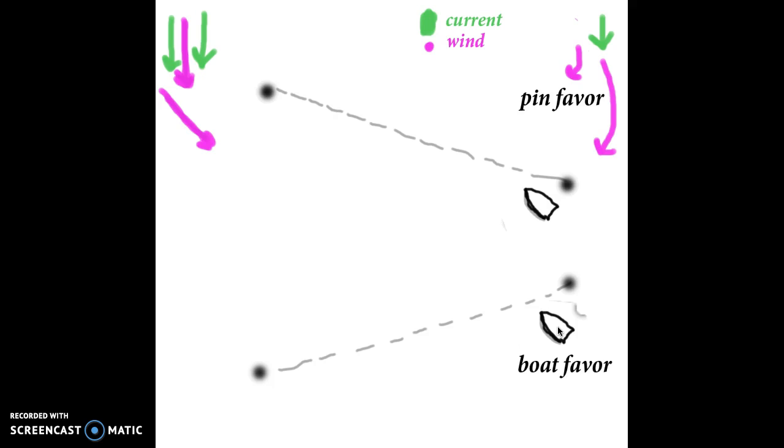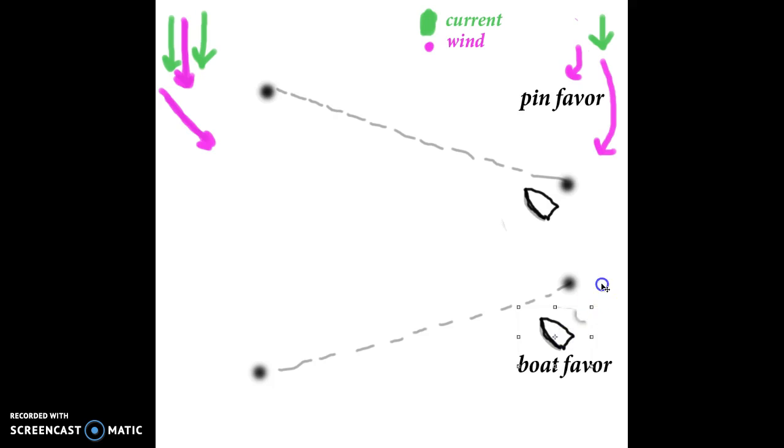I tried to put them the same distance from the line, but actually the boat favored starting, this boat is farther from the line than this boat. I copied this boat off of this boat, and this circle right here is the mark. So if we drag this boat to where it's the same distance from the boat end as this boat, it's going to be all the way up there. It's going to be over early.